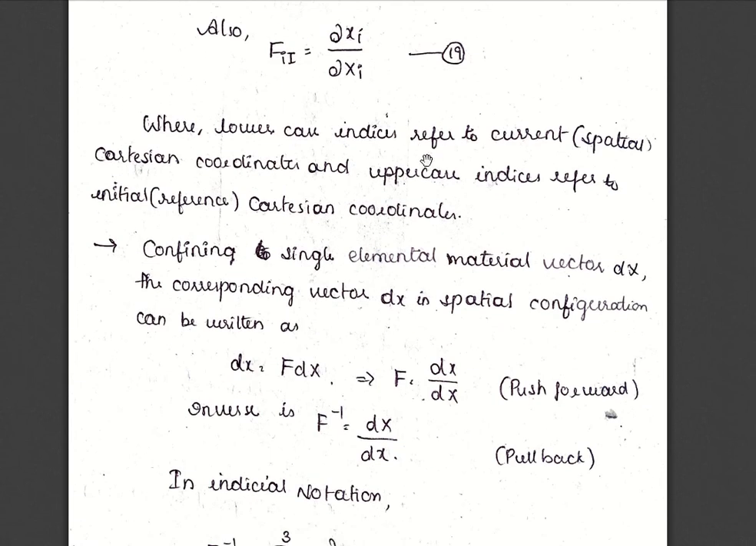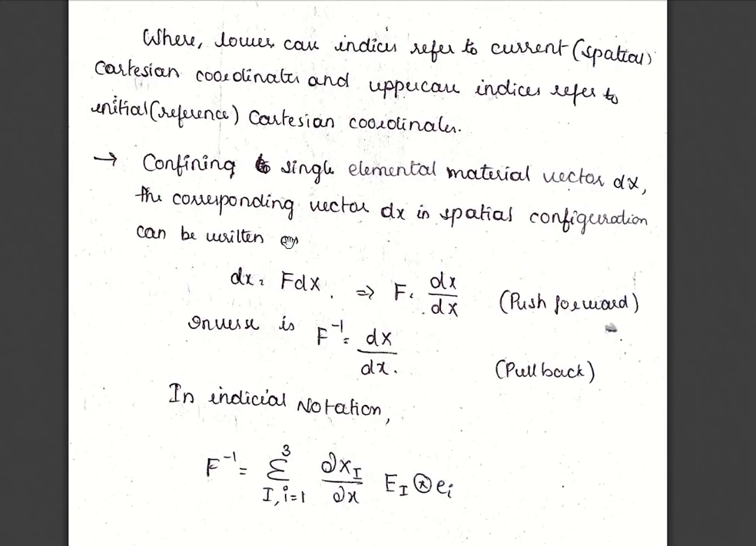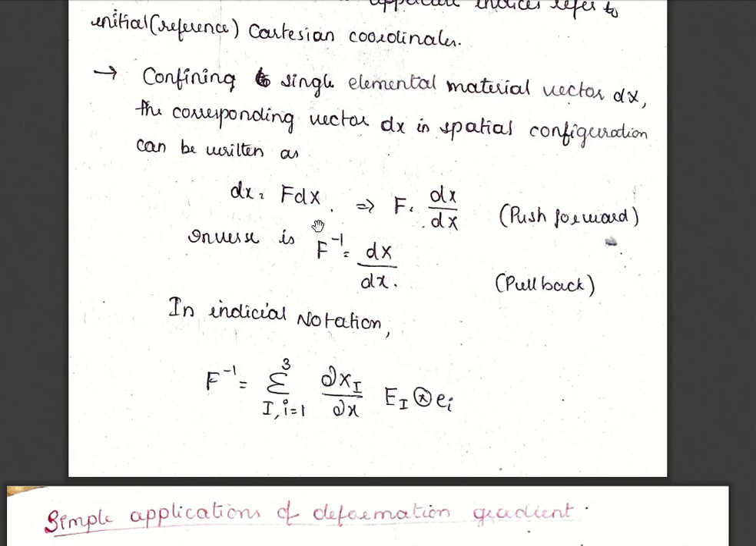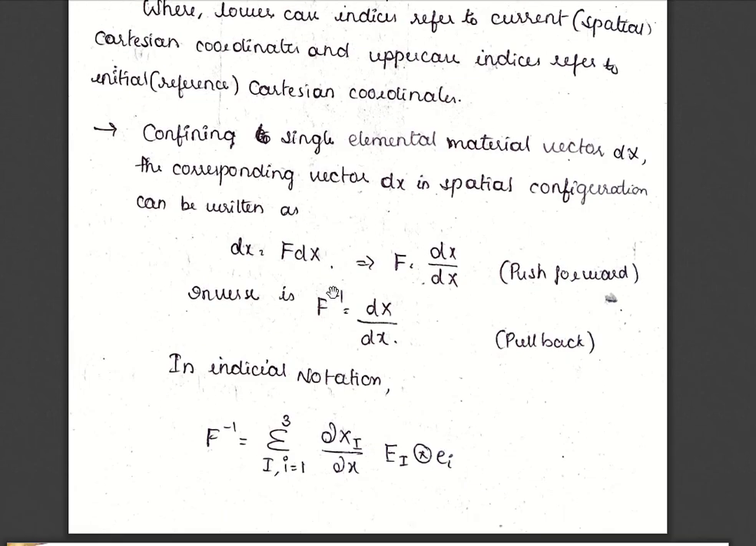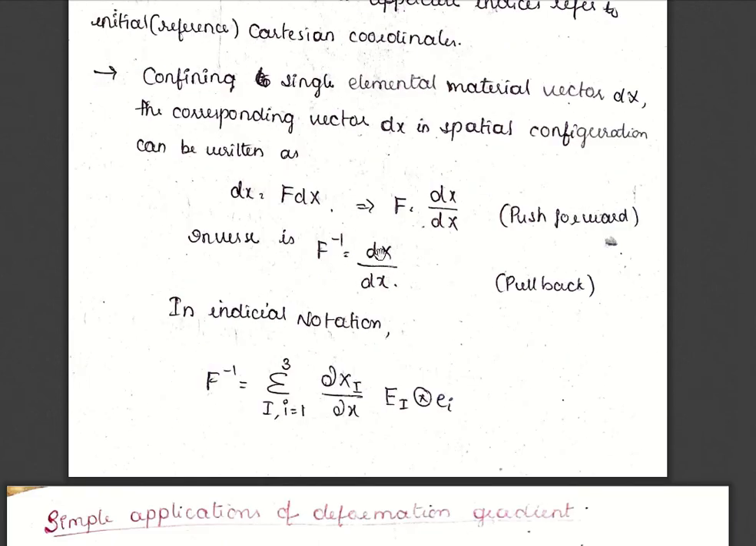Here lowercase indices refer to the current or spatial Cartesian coordinates, and uppercase indices refer to the initial Cartesian coordinates. Confining to a single elemental material vector dX, the corresponding vector dx in the spatial configuration we can write as dx equal to F dX, where F is equal to dx by dX. We are writing this in order to give the inverse of the deformation gradient. So F inverse, they will interchange: dX will come upwards and small dx will come downwards.